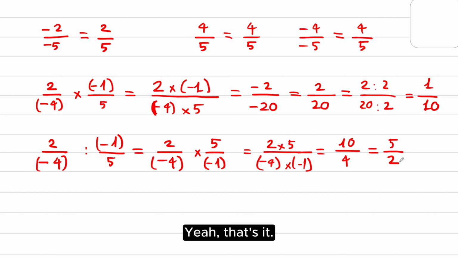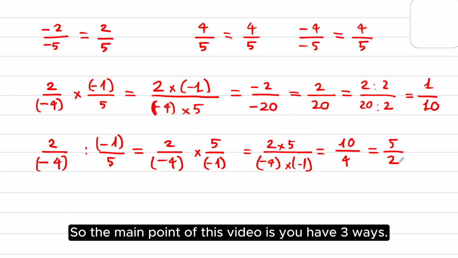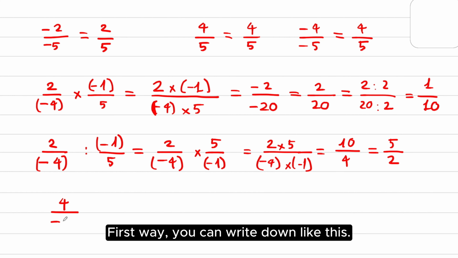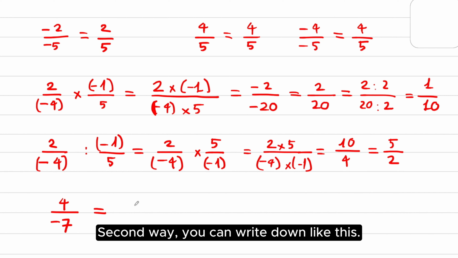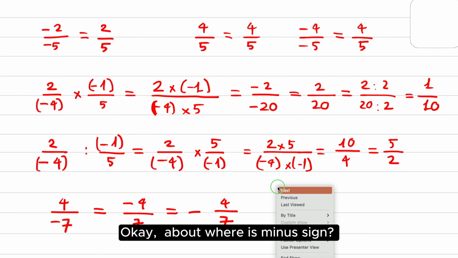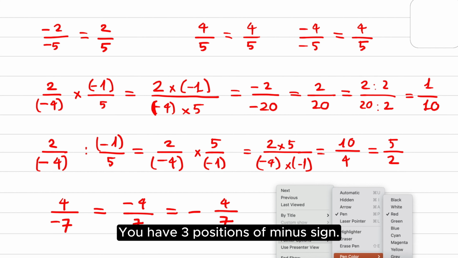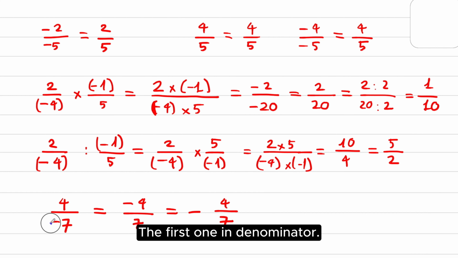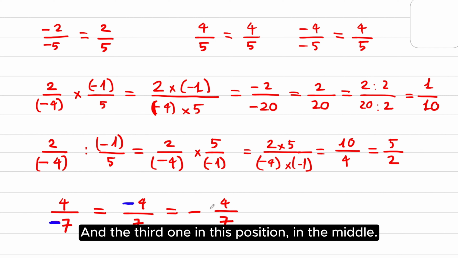Yeah, that's it. So the main point of this video is you have 3 ways to write down a negative fraction. First way, you can write it like this. Second way, you can write it like this. And the third way, you can write it like this. Okay, where is the minus sign? You have 3 positions of the minus sign. The first one in the denominator, the second one in the numerator, and the third one in the middle.